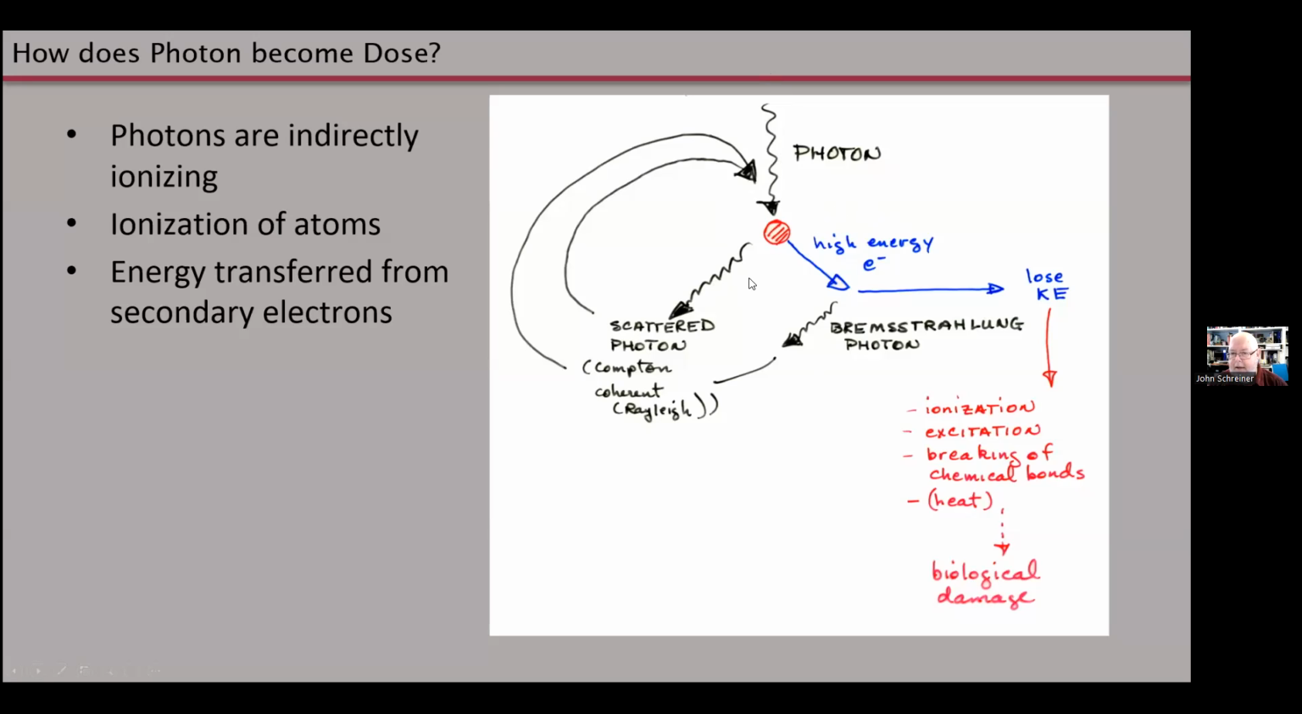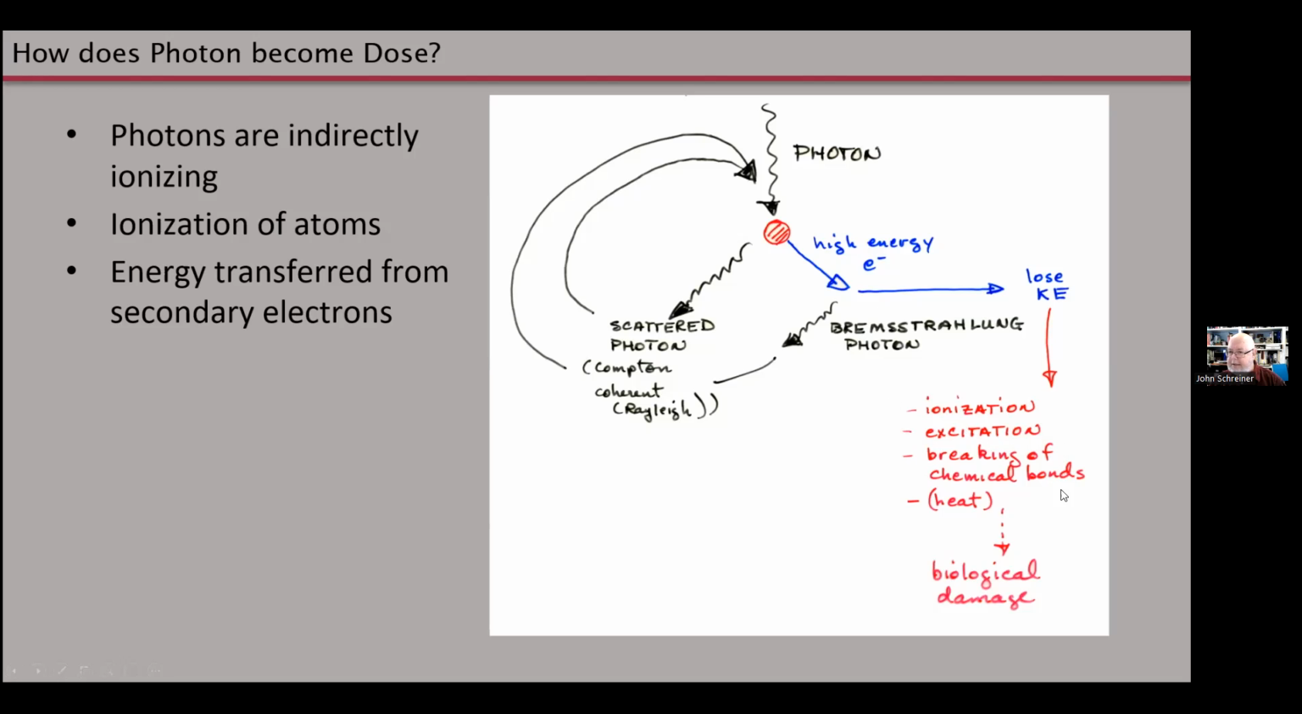But some of the interactions will create high energy electrons. So there's going to be some ionization of the medium as the photon passes through. And these high energy electrons will continue downstream, they'll travel downstream. And as they're traveling downstream, they're losing their kinetic energy and giving energy to the medium. And that's going to further ionize other atoms. It might cause some excitation.